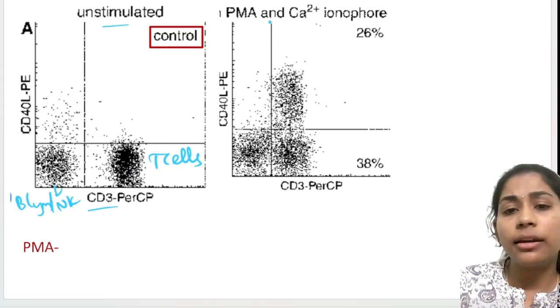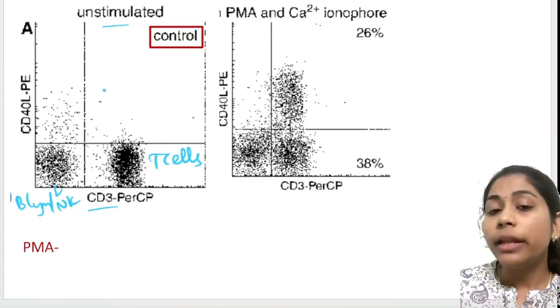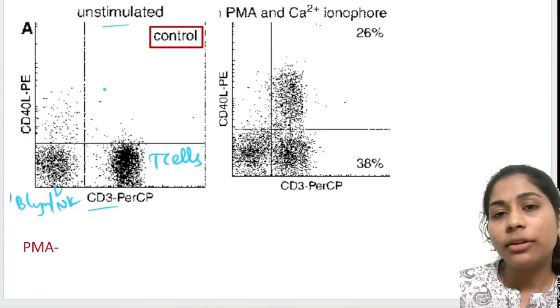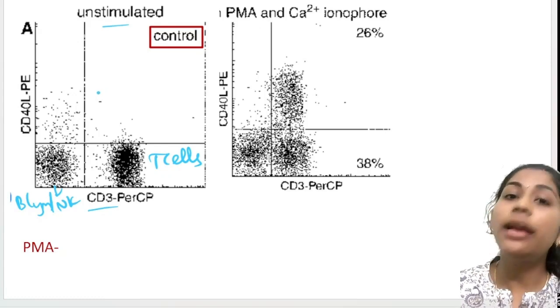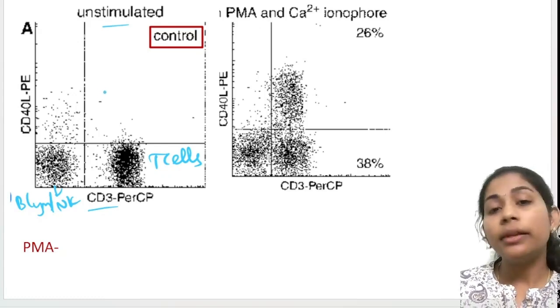So what is this unstimulated and what is this? Here, the CD40 ligand, normally it won't be expressed. It will be expressed only when there is infection. Okay, but that is normal in our body.